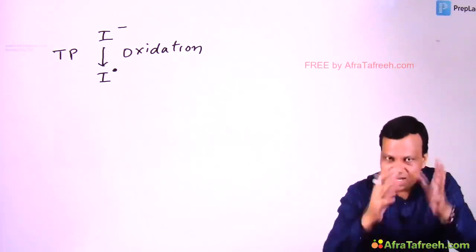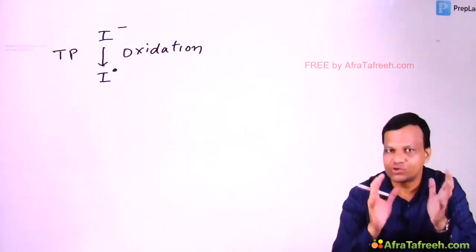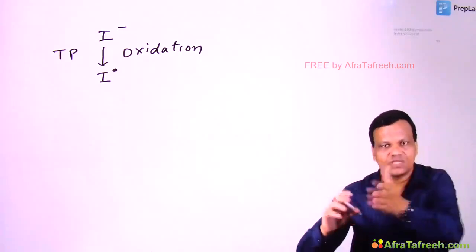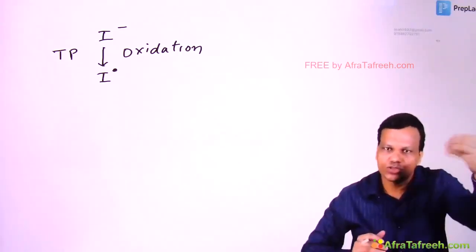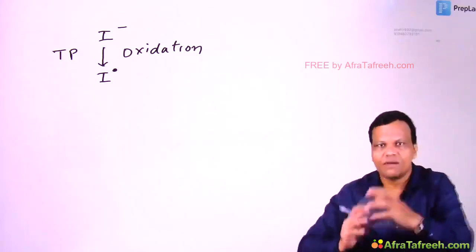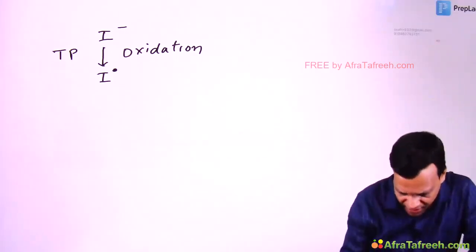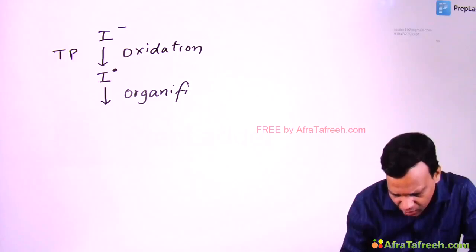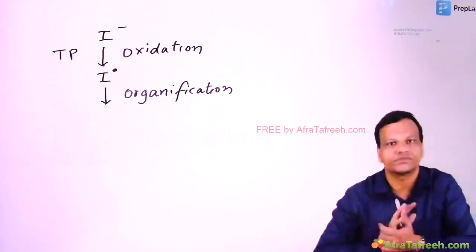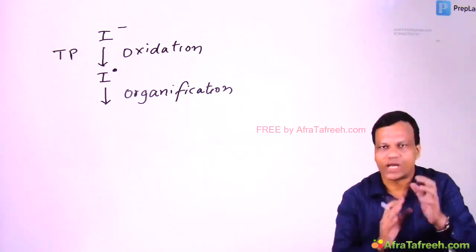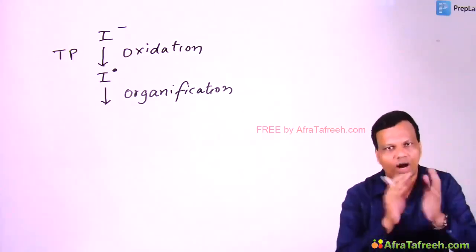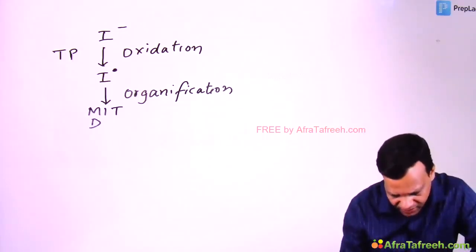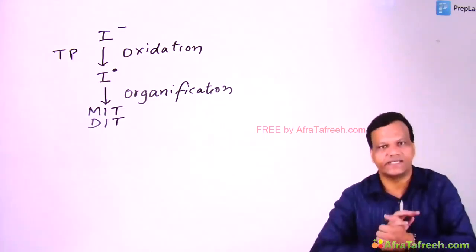Clear? So inside the colloid, there are tyrosine molecules. The thyroglobulin protein is there, which contains tyrosine molecules attached. So iodine attaches to those tyrosine molecules, and so it becomes organic. This step is known as organification of iodine. Organification simply means iodine will combine with the tyrosine molecules. If one iodine combines with a tyrosine molecule, it is called monoiodotyrosine or MIT. And if two iodines attach, it becomes diiodotyrosine, DIT.